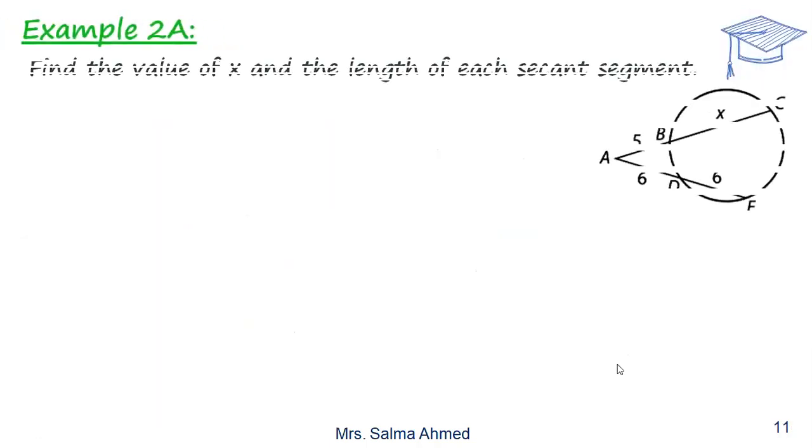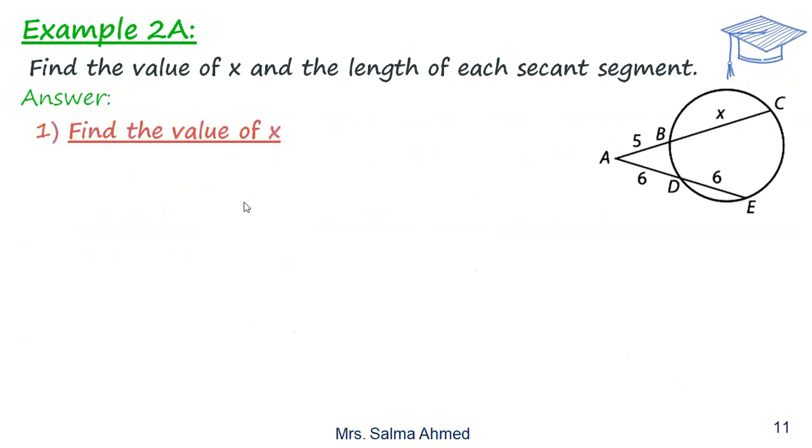Let's have some applications. Find the value of x and the length of each secant segment. Here it's very clear, this is a secant and this is a secant. So I need to find x first, by applying the theorem, which is the whole secant AC times the external part, which is AB, is equal to the whole other secant times its external, which is AD. Let's say it in another way, AC times AB is equal to AE times AD.